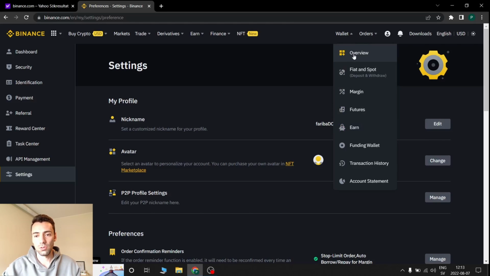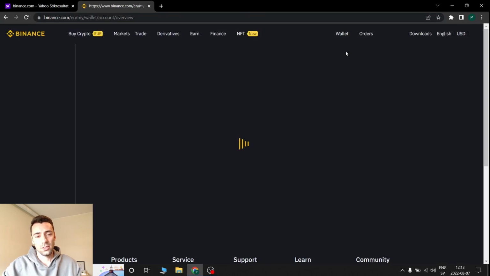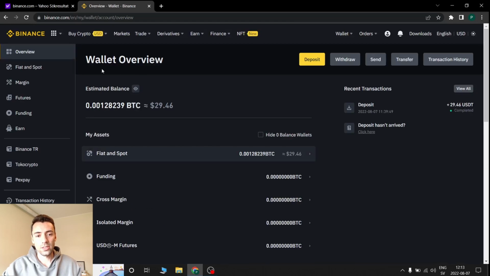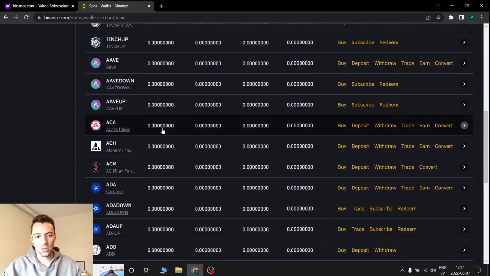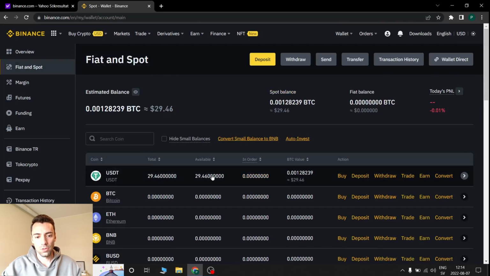So for example, if I go through the overview, this is the wallet overview. I had this amount of Bitcoin, which is around 30 bucks. And here we have the assets in the fiat and spot, which is this money that I deposit actually go through the spot part, which is the normal regular part of the Binance. It doesn't need to trade with leverage. Yes, this is showing me all other type of currency. It has all of them, and it will show me the first one's USDT, which is around 30 bucks.